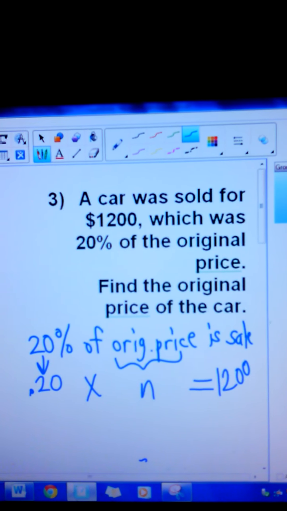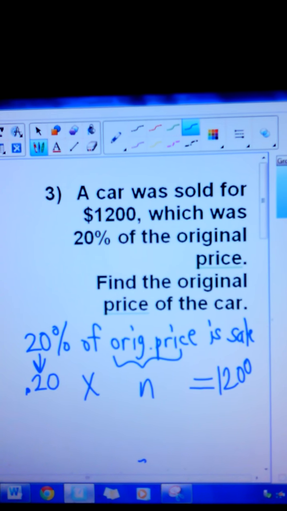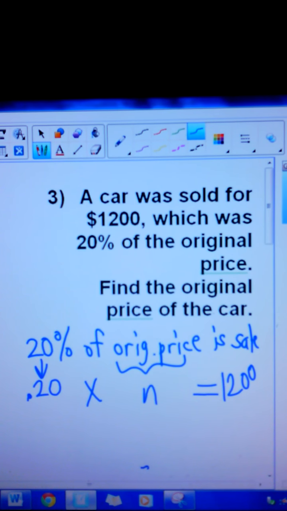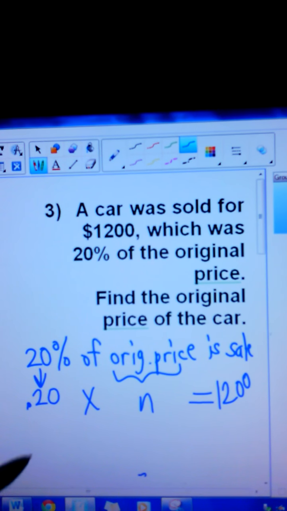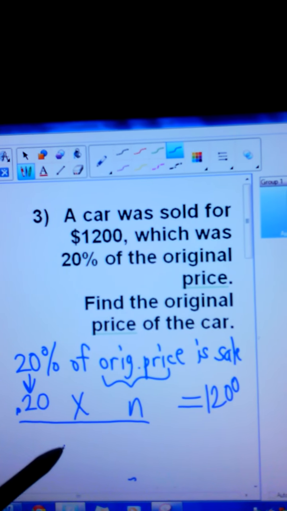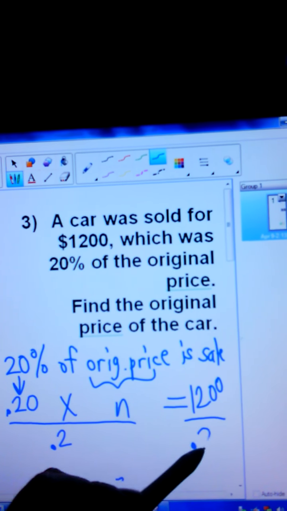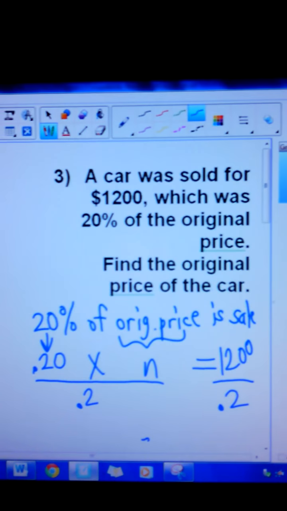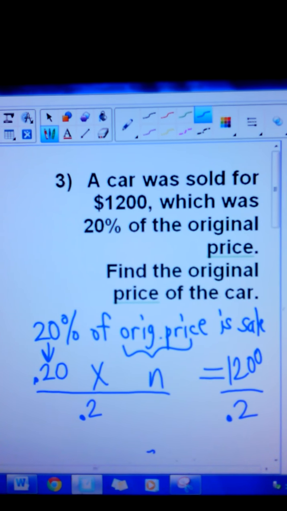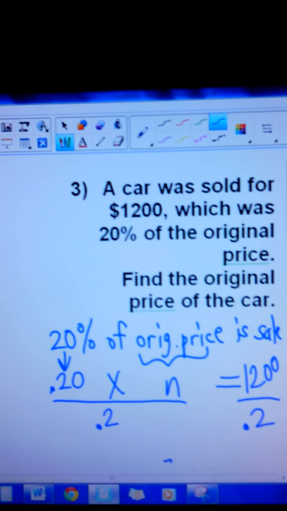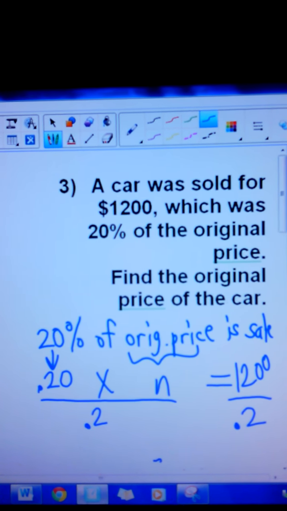To solve this equation, would you divide or multiply? Correct. You would divide. In this case, divide both sides by 0.20, or you could use 0.2. That's fine. Now, off to the side, let's divide 1,200 by 0.2.